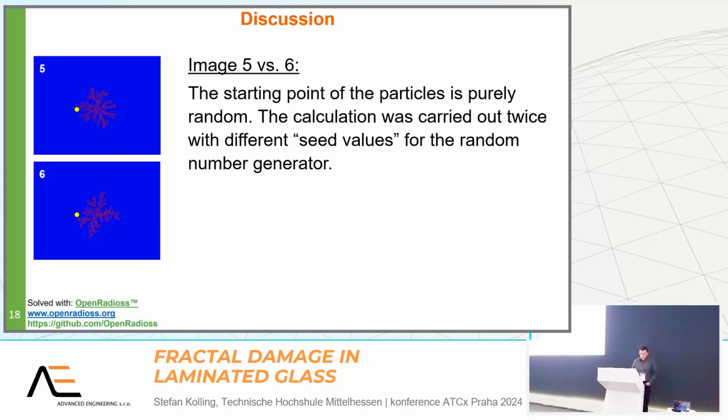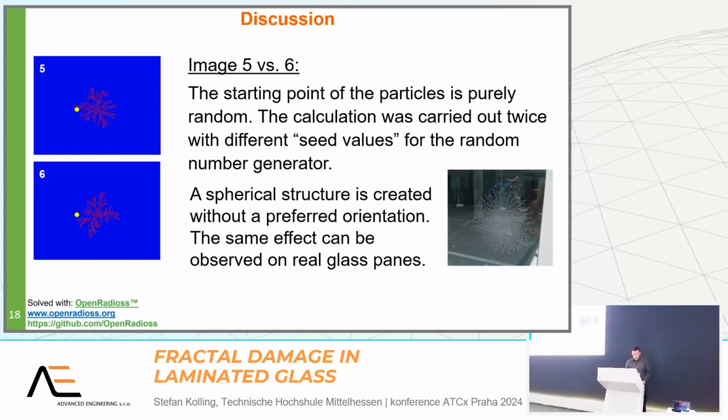Well, image 5 versus 6, the starting point of the particles is purely random. So the calculation was carried out twice with different seed values for the random number generator. So it's a little bit different, but not very pronounced. But by the way, it is very close to this damaged architectural class as shown before.